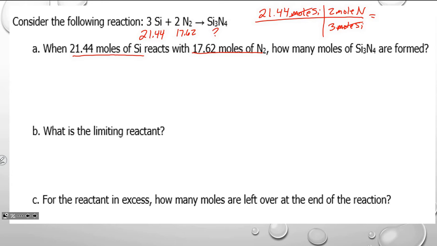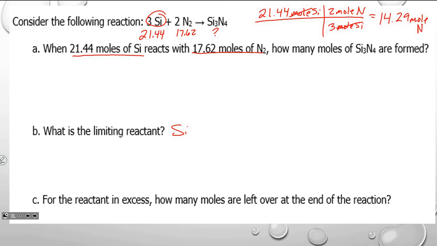Moles of silicon would go out. I would take and times that, divide it, what do I get? Should be like 14 point something. 29 moles of nitrogen. Now, that's smaller than what I have, right? So that tells me that silicon is my limiting reagent. That's the one I'm going to run out of first.